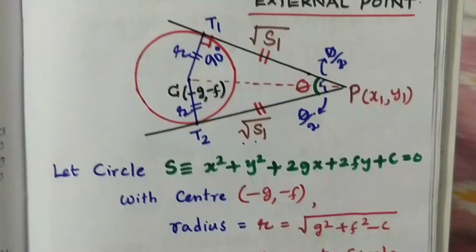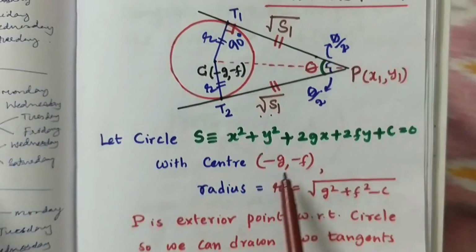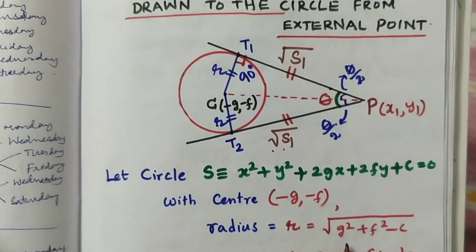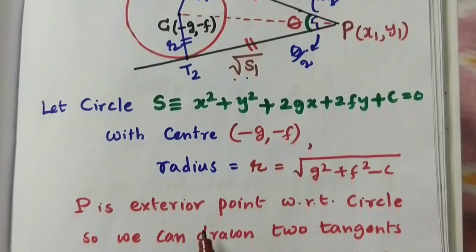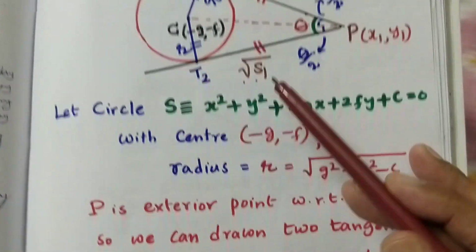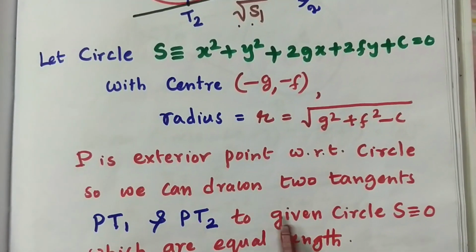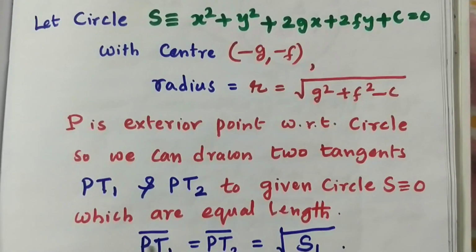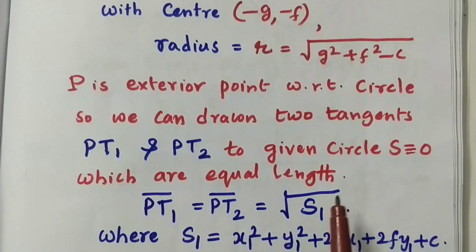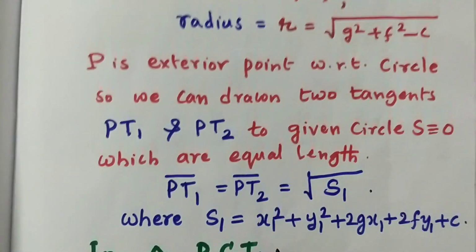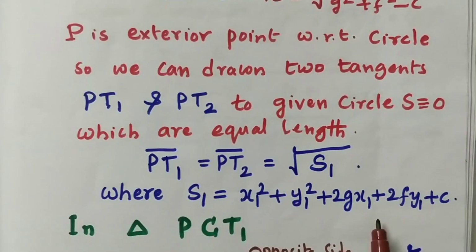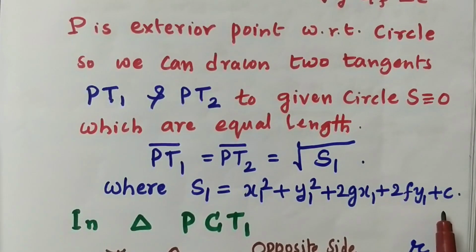So here, what is the center? That is (minus g, minus f), and the radius you know is under root g square plus f square minus c. P is the exterior point with respect to the given circle. The two tangents, as I already told you, PT1 and PT2, are of equal length, root S1. What is S1? It is x1 square plus y1 square plus 2gx1 plus 2fy1 plus c.